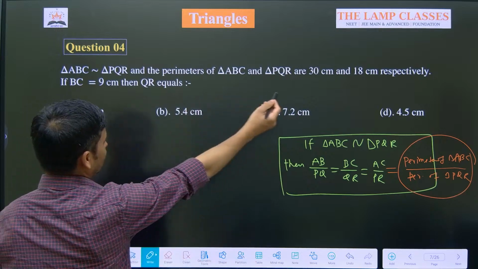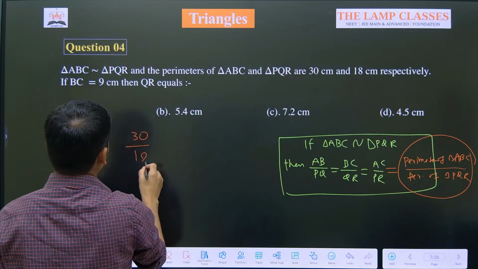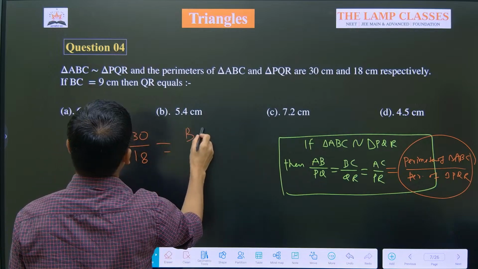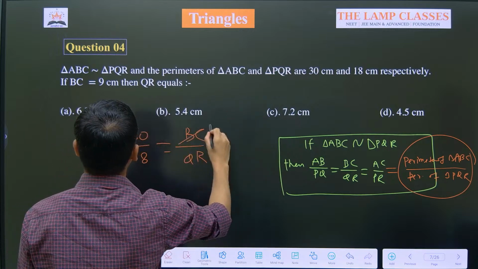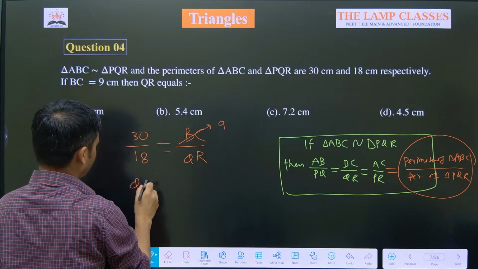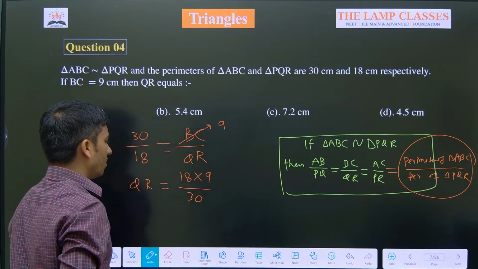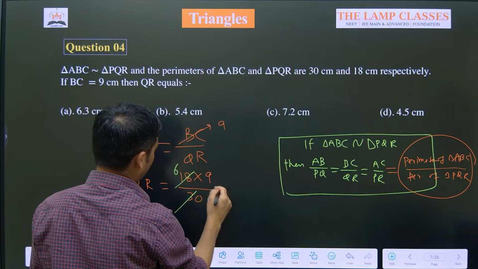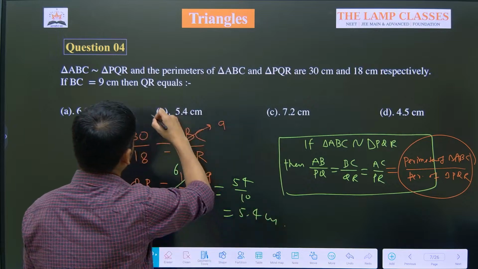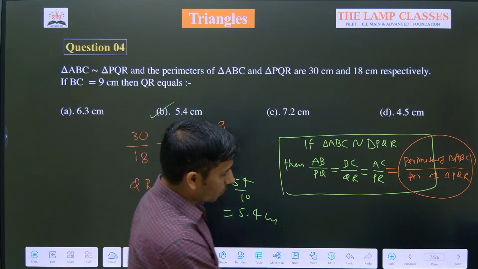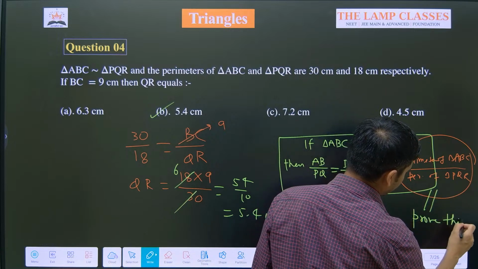So if that is the case, then the perimeter of triangle ABC is 30, perimeter of triangle PQR is 18. That must be equal to BC upon the corresponding side of BC, which is QR, right? And this BC is already given, that is 9. So we can find QR, that's going to be 18 into 9 upon 30. Right, we can simplify. So 3 6s, so it is actually 54 upon 10, which is 5.4 centimeter. It's option B. Are we all able to prove this? Please do that. Okay, if you are not getting time now, then after the class prove this.